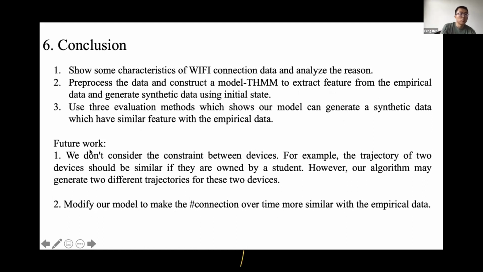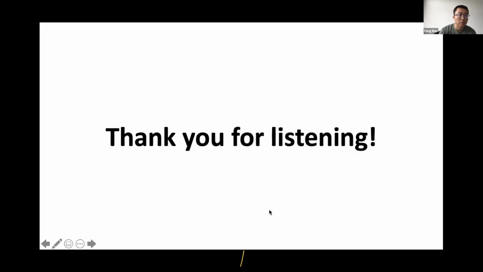In the future, we can improve our project in these ways. First, we can consider the constraints between devices. For example, the trajectories of 2 devices should be similar if they are owned by one student. However, our algorithm may generate 2 different trajectories for these 2 devices. Second, we can modify our model to make the number of connections over time more similar to the empirical data. And that's my presentation.